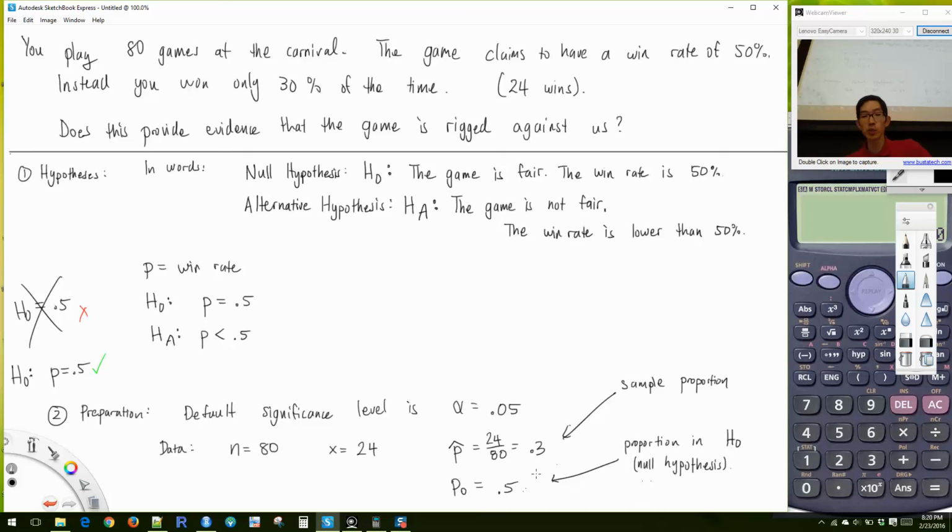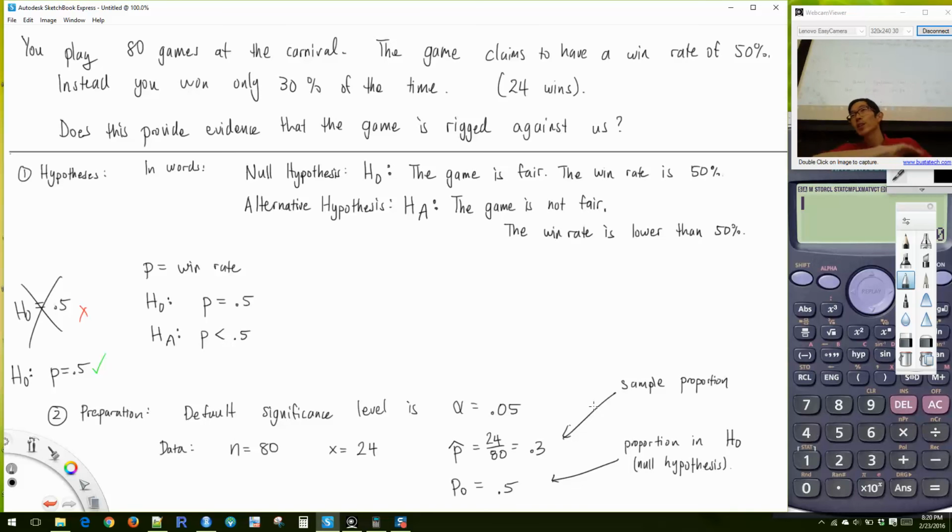Okay, so we should be winning 0.5 of the time. What actually happened was we won 0.3 of the time. Yes? Is the default significance given to us, or do we have to find it? The default significance level is just 5%.